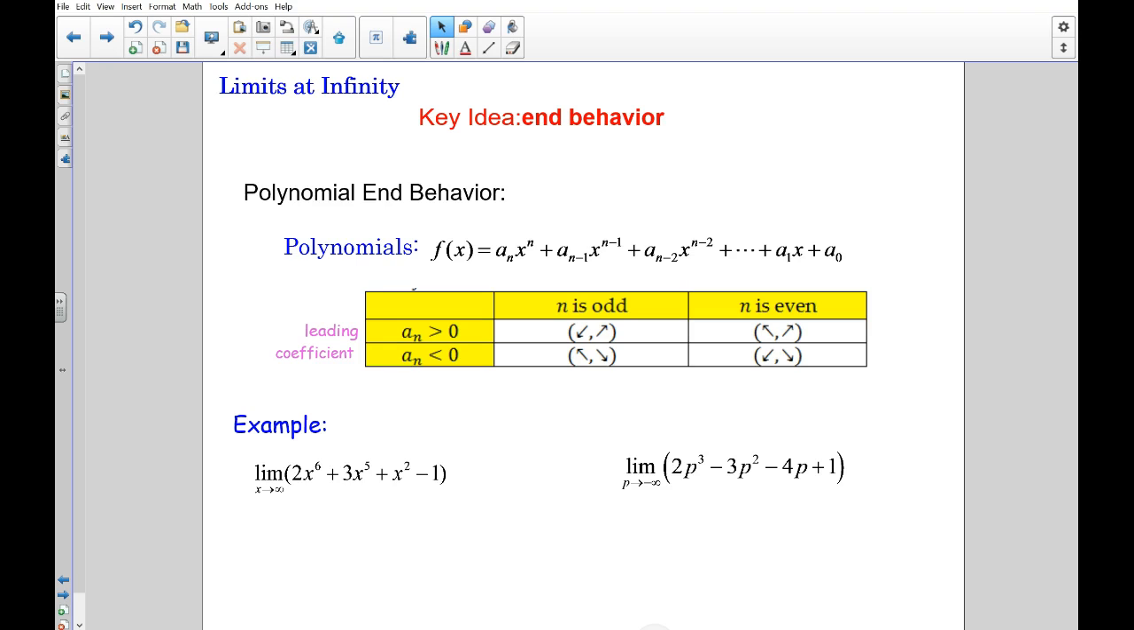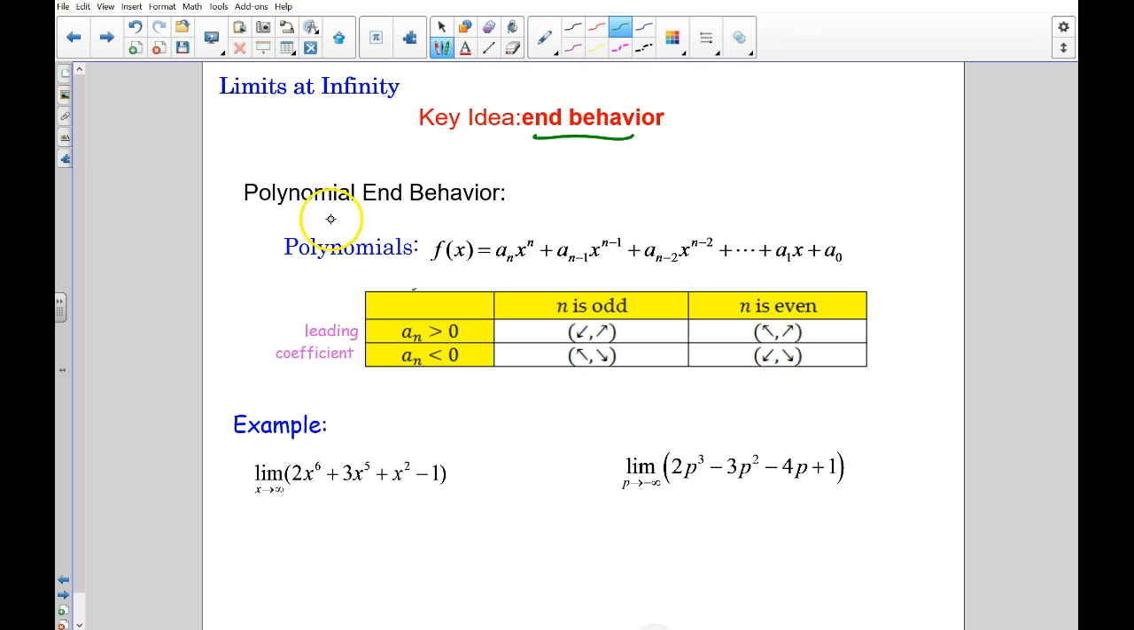This video is going to discuss limits at infinity. The idea, since we're approaching either minus infinity or positive infinity with a certain type of function, is really what is the end behavior of the function.